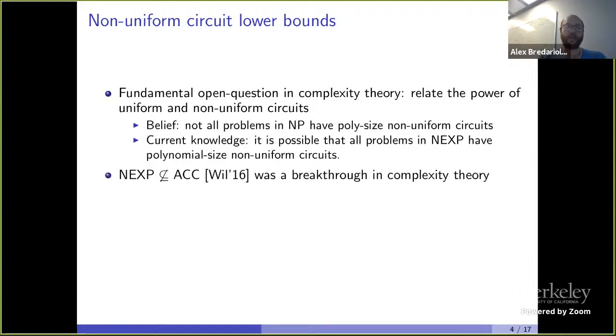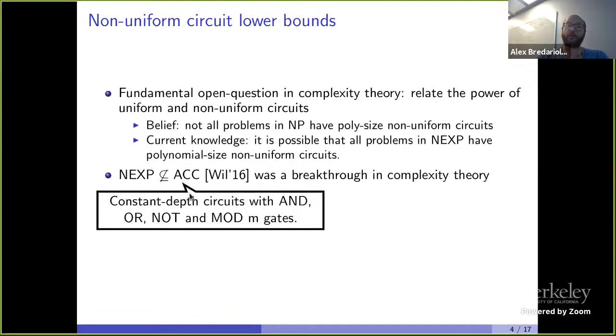So there is a huge gap between what we expect and what we can actually prove nowadays. Just to show an example of how hard this problem is, in 2016, Ryan Williams proved that NEXP is not in ACC, where ACC are circuits with constant depth using AND, OR, NOT and mod M gates and polynomial size. Although this circuit class is very small and very shallow, showing that nondeterministic exponential time is not contained in it was a breakthrough and a very important result in complexity theory.